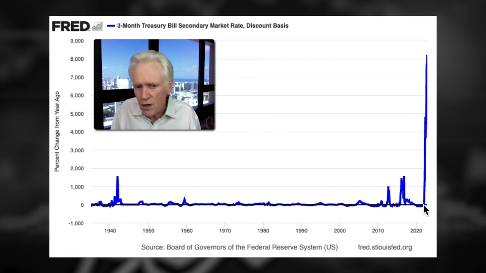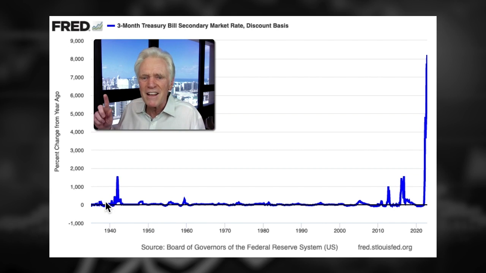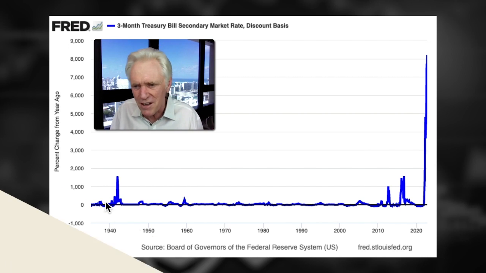Now, this one, look at this. 8,200% change over a year ago. And this one goes all the way back to 1934. So now we have 88 years to compare. Nothing like this has ever happened in the history of the United States. And this has me very, very worried that something is going to break. And I'll show you exactly how horrific the consequences will be this time around. Lehman Brothers, the 2008 global financial crisis, walk in the park compared to this.